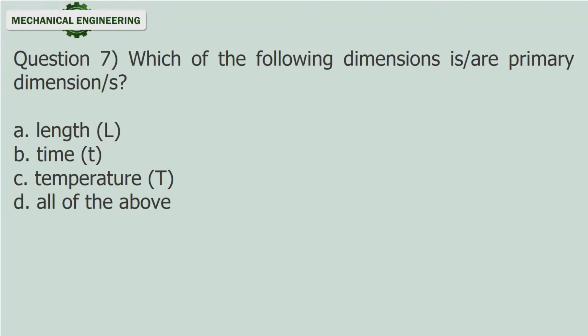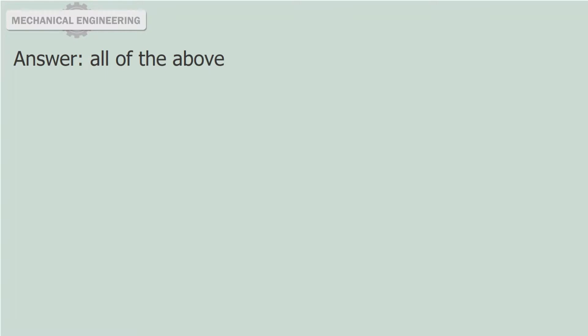Question 7. Which of the following dimensions is our primary dimension? A. Length L. B. Time T. C. Temperature T. D. All of the above. Answer: all of the above.